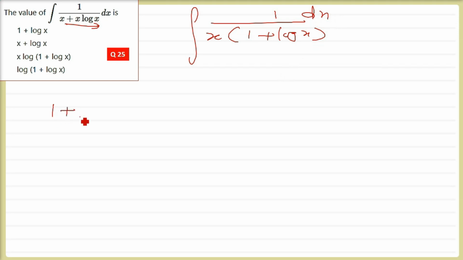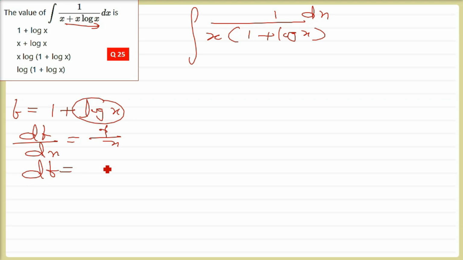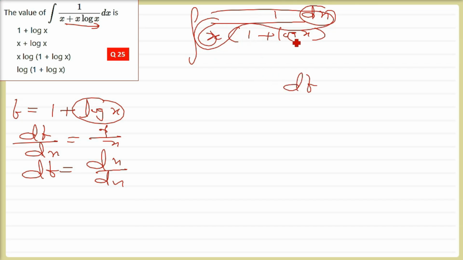Now when you take this 1 plus log x as t, this dt by dx will be what? 1 will be 0, log x will be 1 by x. So this dt will be equal to dx by x. Now dx by x is already in the question. This is already there. So what we can do? 1 by t dt, and that will be simply log modulus of t plus constant of integration.